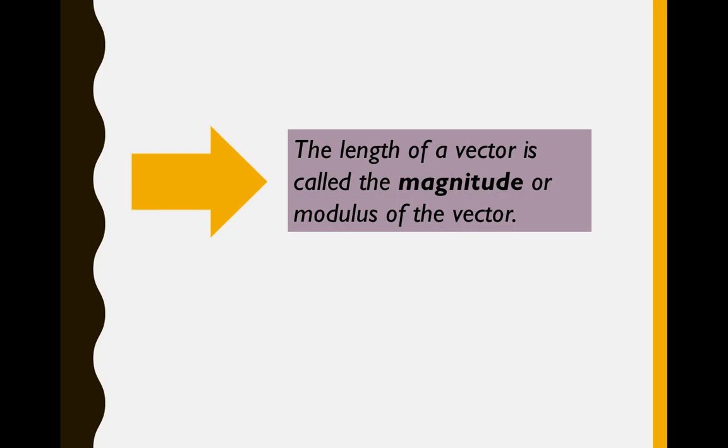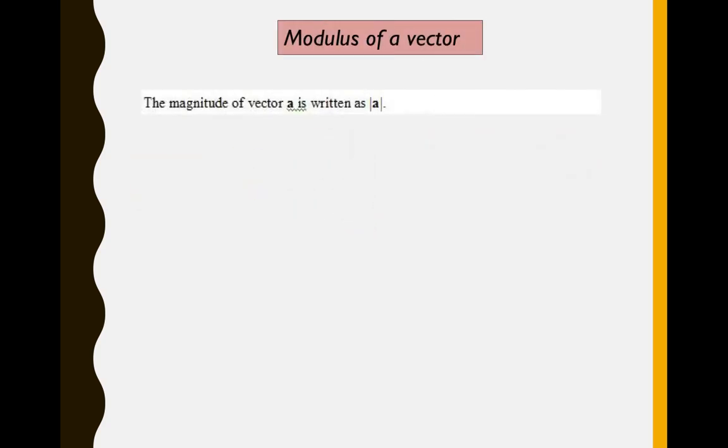Now, students, we are going to start with the modulus of a vector. What do you mean by the modulus of a vector? The length of the vector is called the modulus of the vector. How is it written? It is written with two vertical bars on either side of the vector. The magnitude of a vector is also called the modulus of a vector. So the modulus of a vector represents the length of the given vector.